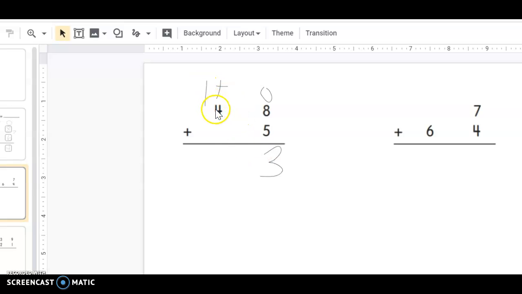All I have to do now is, well, I don't even have to add anything here, because if there's no number here, that just means it's 0. It's nothing. So 1 plus 4 is 5. So let's write that. 5. 48 plus 5 is 53.